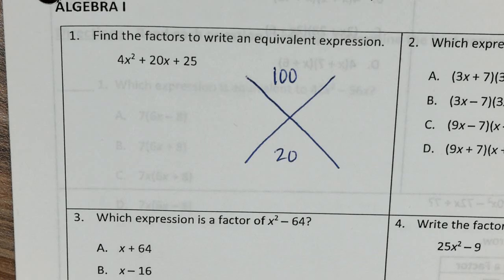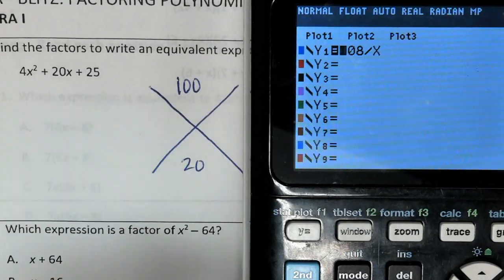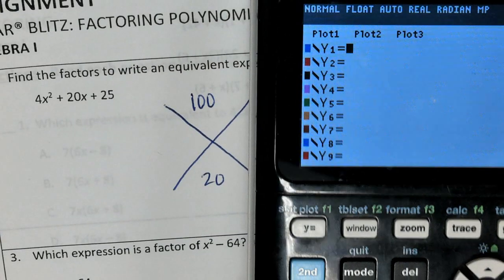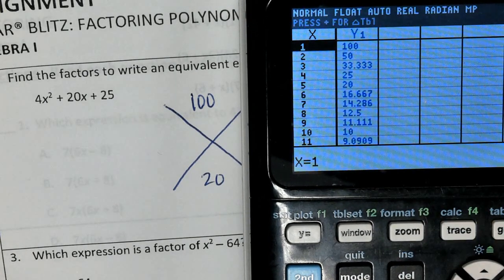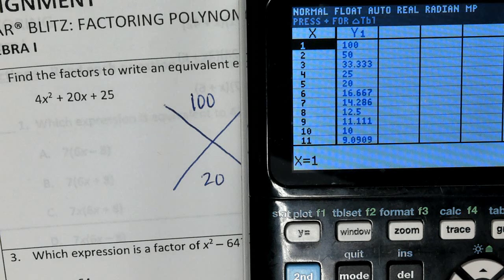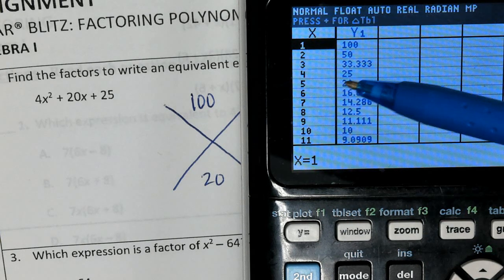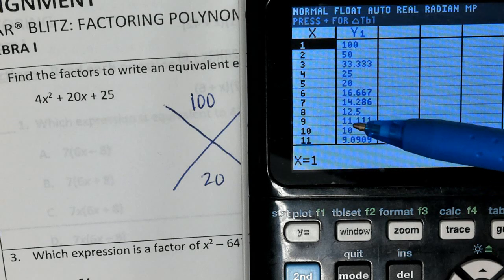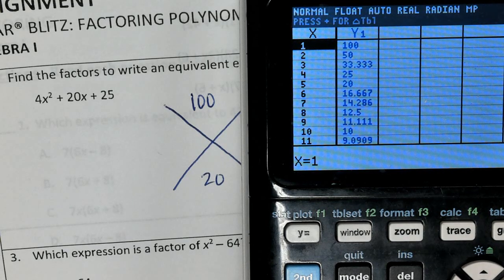Now let's pretend we don't know our factors of 100 so I can remind y'all how to use your calculator. Where do I go if I don't know my factors of 100? Y equals, what do I put in? 100 divided by X. You go to your table, your first factor is 1 times 100. Well, that's not going to give me 20. 2 times 50, 4 times 25, and 5 times 20, 10 times 10. Which one am I going to use that will add up to give me 20?